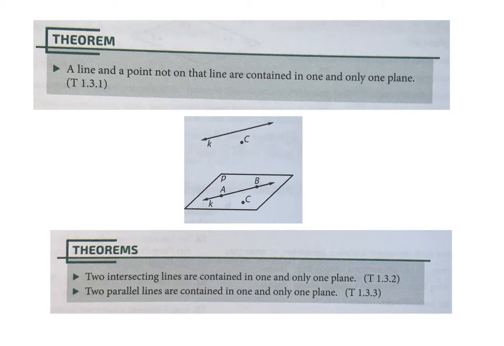And then 2 intersecting lines are contained in one and only one plane, and 2 parallel lines are in one and only one plane. If they intersect, they're on the same plane. If they're parallel, they're on the same plane, and that's part of the definition even of parallel. These are actually theorems. So the first group that we looked at were postulates. These are theorems. The difference between these and the postulates is these have actually been proven.